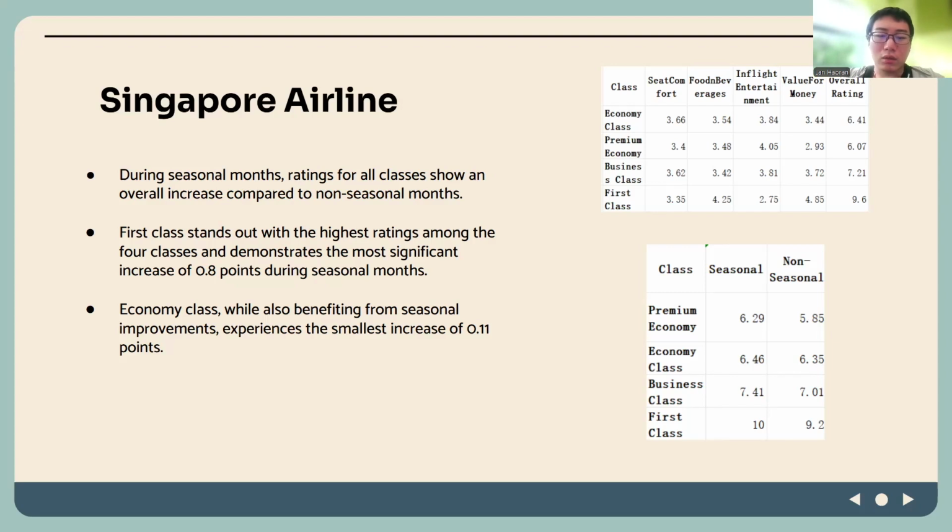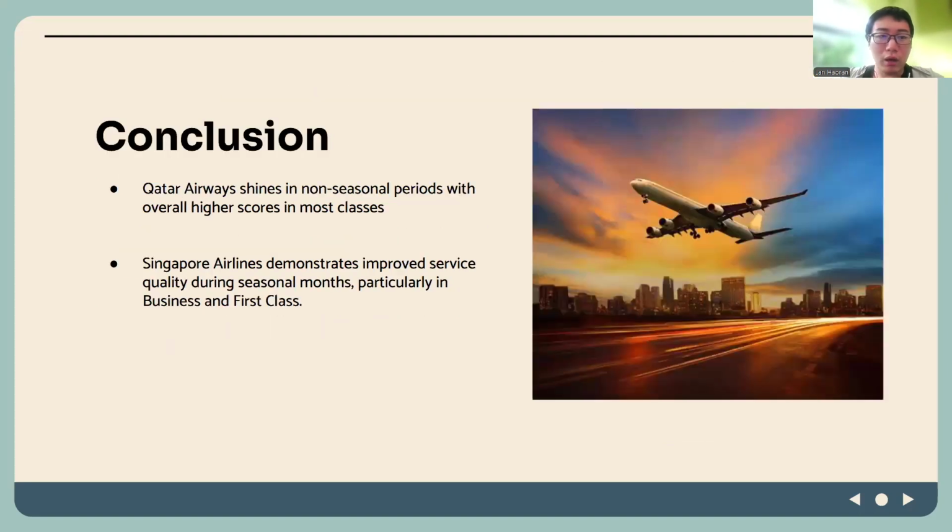And economy class also benefits from seasonal enhancement, albeit with the smallest increase of 0.11 points, indicating relatively stable service. And these patterns highlight the airline's prioritization of service adjustments during high demand periods to meet customer expectations. So now we come to the conclusion.